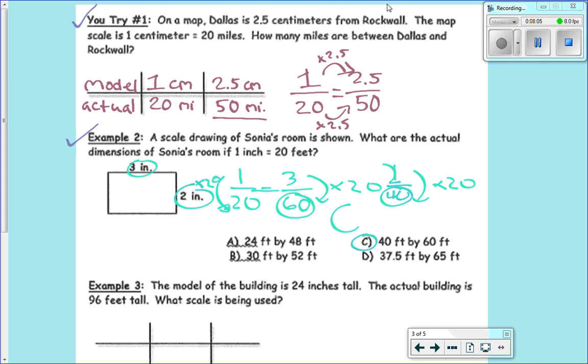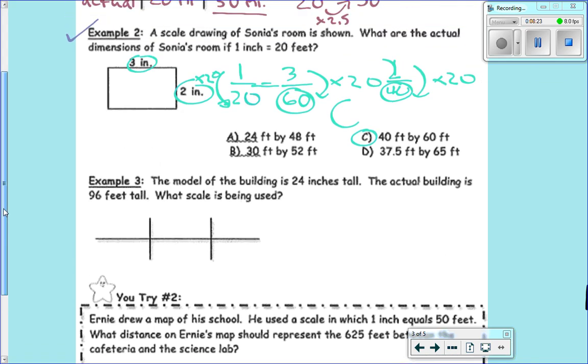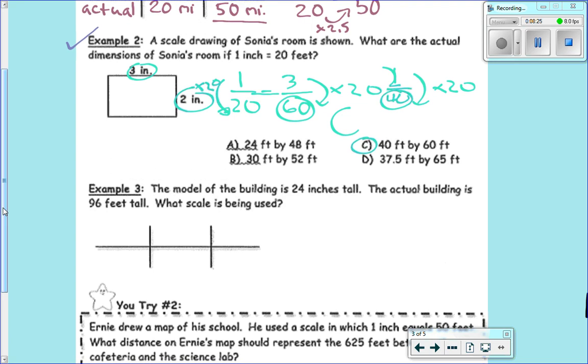1, 2, 3. Questions? Okay, so number 3, it says the model of a building is 24 inches tall. The actual building is 96 feet tall. What scale is being used? And so a format, so what would that look like if they're asking for scale? Okay, it does need to be in simplest. And when we talked about scale, what does it look like? They want the scale being used.